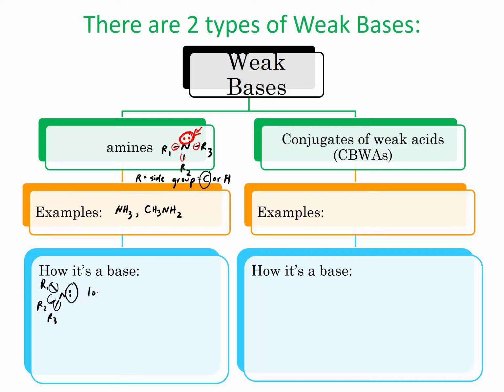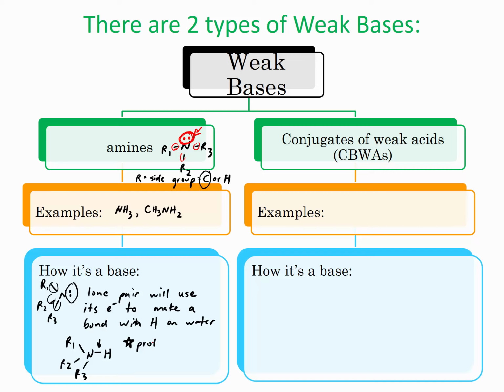So this lone pair will use its electrons to make a bond with hydrogen on water. What it does is rip the H off of water, and make a bond. So it's going to go like this, and then it'll look like this: R1, R2, R3, and then it'll have an extra bond here. That'll be the new bond. Essentially, it fits the exact description of a Bronsted-Lowry base. It's a proton acceptor.